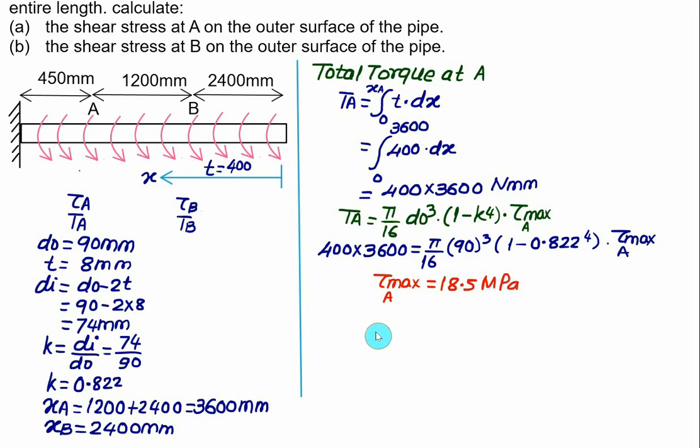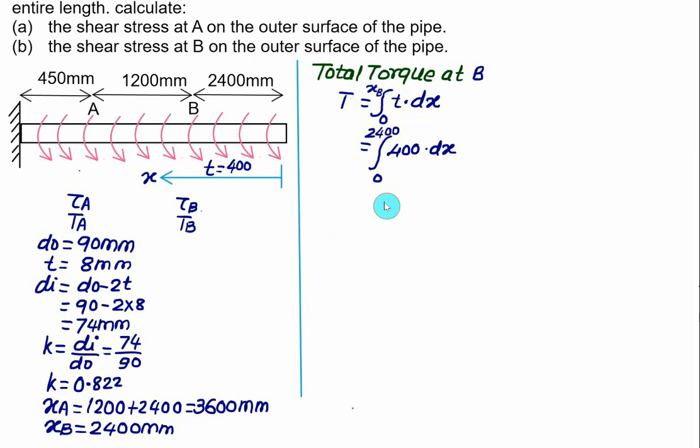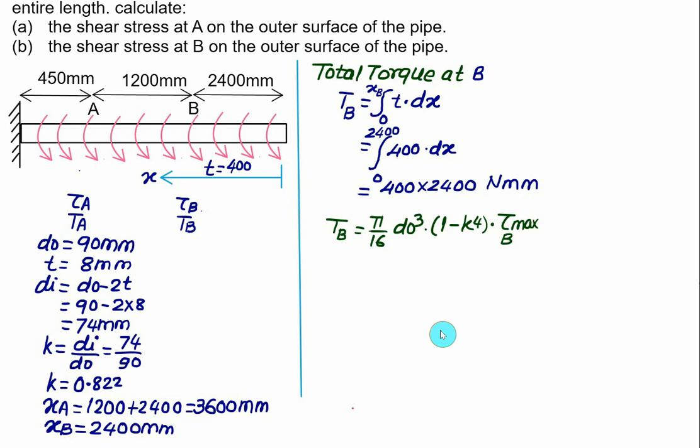Now the same procedure will repeat for point B also, only the limit will change from XA to XB. The rest of the procedure remains the same. So we have total torque at point B given as integral 0 to XB of T dx. This time we have XB equal to 2400. So the torque at B will be equal to 400 multiplied by 2400. Unit of this one is the same, Newton mm. Because of the hollow shaft, the torque at B will be equal to pi by 16 DO cube into 1 minus K to the power 4, and we can calculate the maximum shear stress at B.